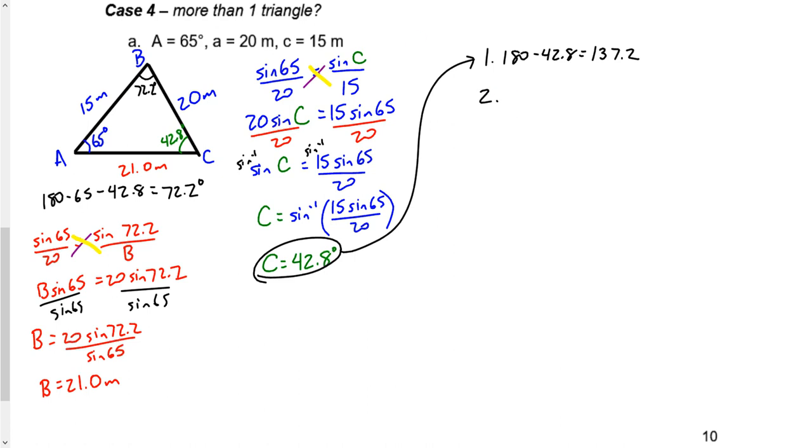Our second step is plug it into that same identical spot in the triangle. So our information is still going to be the same. This angle is still 65. This side is still 20. This side is 15. It's just all of our other calculated values are no longer the same. So instead of writing 48.2 in this bottom right corner, I write 137.2.